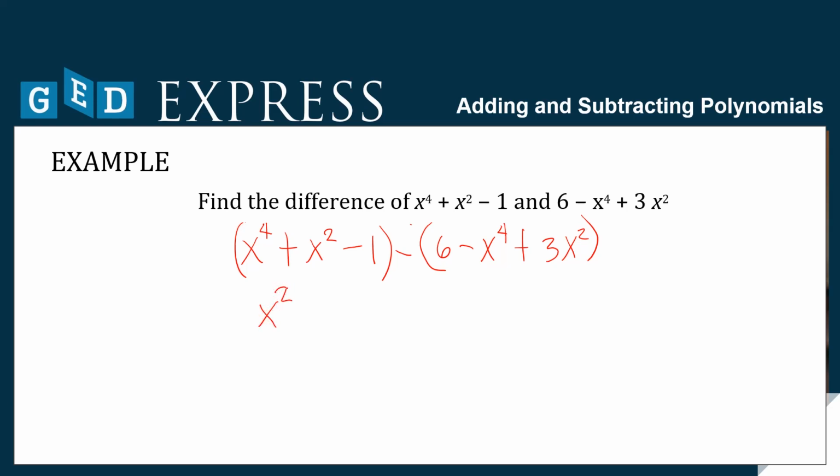x to the power of 4 plus x to the power of 2 minus 1. We have minus 6 plus x to the power of 4. Okay, we are distributing. Minus 3x to the power of 2. Finally, combine like terms. Remember the rules that we learned for subtracting signed numbers.